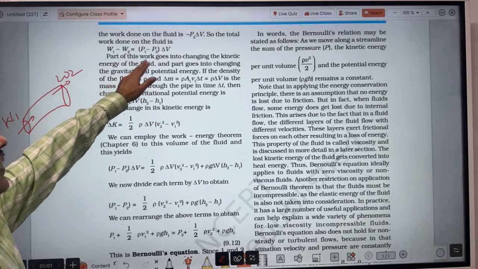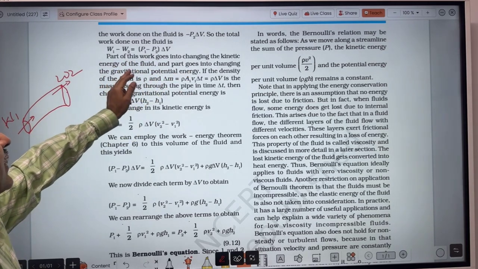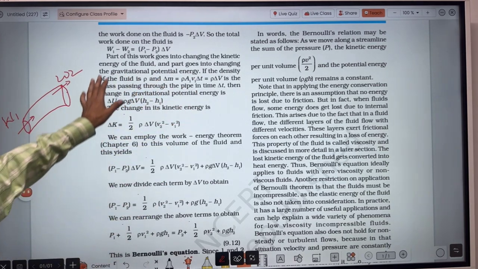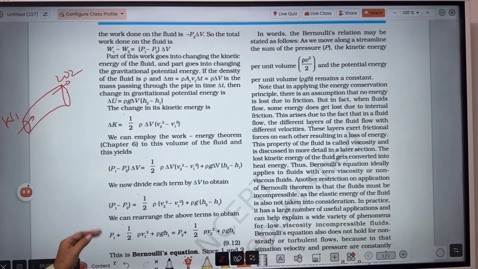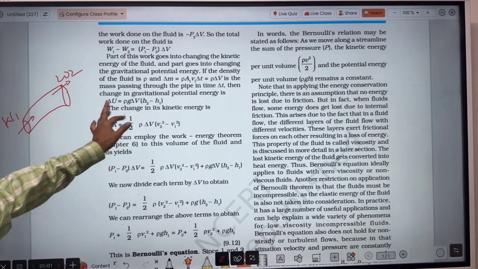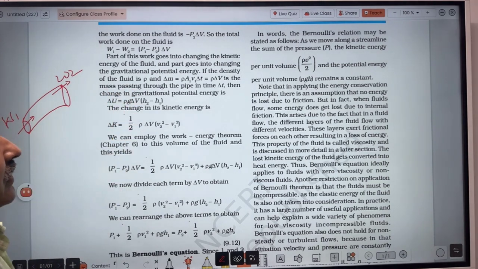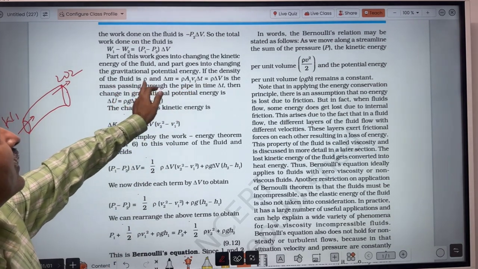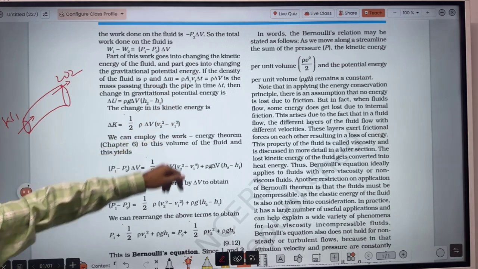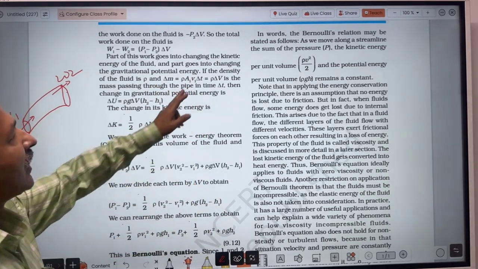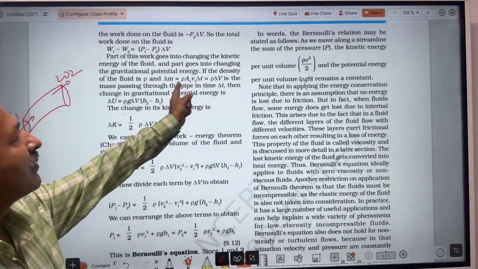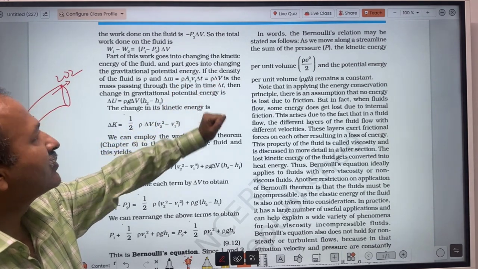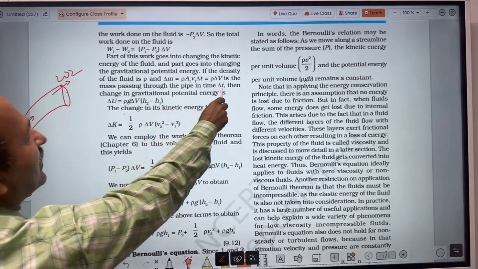Right? Part of this work goes into changing the kinetic energy of the fluid, and part goes into changing the gravitational potential energy. So this work done will cause a change in energy. Some part goes to change in kinetic energy, another part goes to change in potential energy. If the density of the fluid is rho, then mass can be written as volume into density. A1 V1 delta t will give volume, and you are multiplying by density. So delta V times rho is the mass passing through the pipe in delta t.